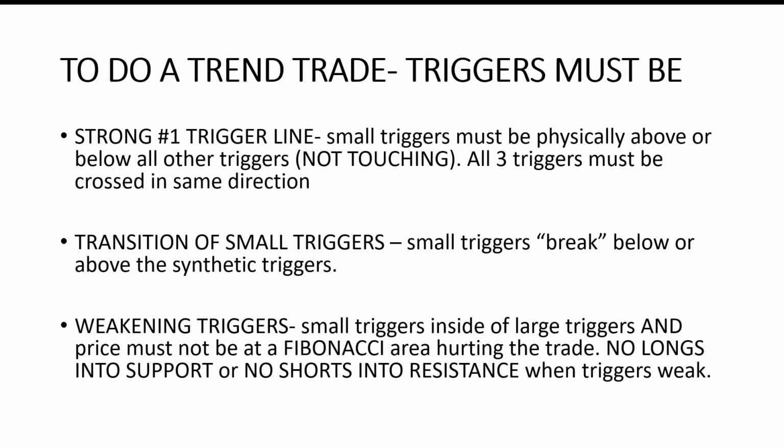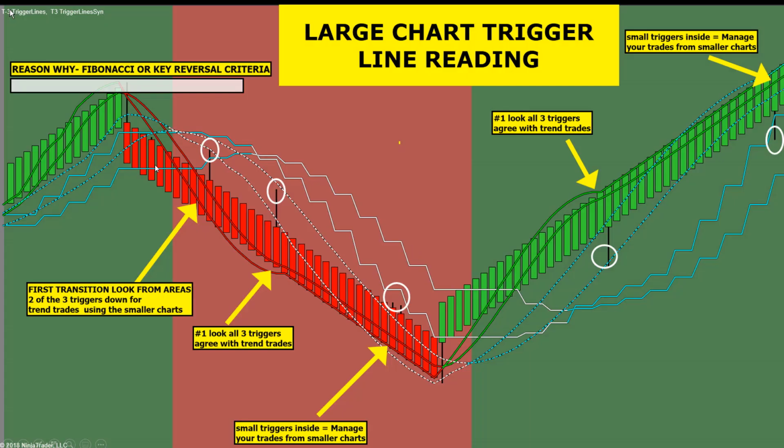So think about this. To do a trend trade, meaning with the trend, we want strong trigger lines, small triggers physically above or below the others. We want what's called a transition of a trigger line or a weakening inside trigger line. Now, words mean nothing. Let's look at pictures. This is the picture out of our trading plan. You'll see this used every day in class. If the small triggers are physically below, here, let's do this real quick, I'll turn on a little laser pointer so you can see. If the small triggers are physically below and cutting below all the other triggers, we have a transition. That's transitioning the trend from up to down, and we'll sell a pullback if our Fibonacci's are correct.